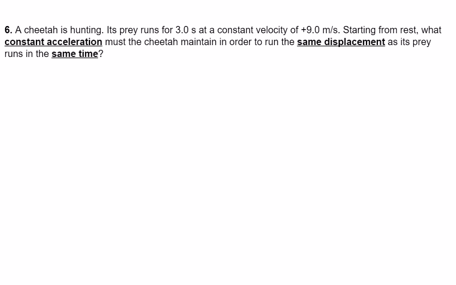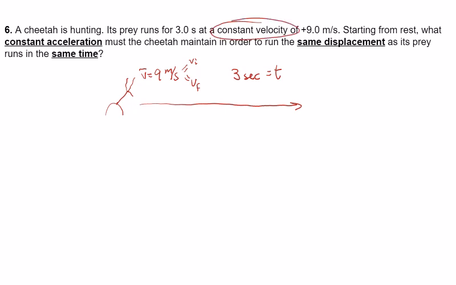So the key idea here is we have the cheetah hunting its prey. If I imagine the prey is, just make this something with horns here, moving at a nice constant velocity along here. So it's moving at 9 meters per second, and it does that for 3 seconds. So we've got a time, and this is actually going to be its average velocity, or you could say it's its initial velocity, or its final velocity, because all of those are the same if you're moving at constant velocity.